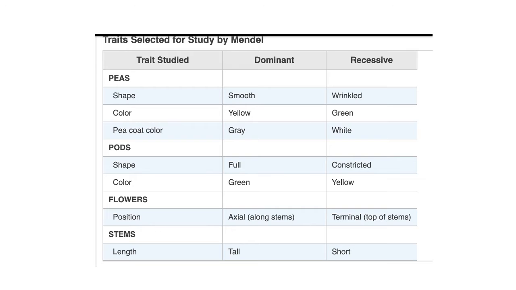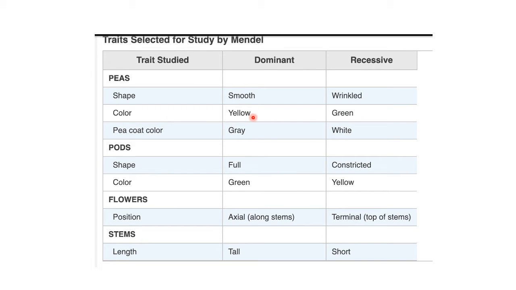All right, so some of the traits that he studied with his pea plants were shape, color, pea coat color, and this was specifically in peas. He also looked at the pods, the shape and color, the flower position, and the stem length. And some of the traits that he noticed, after doing his experiments, were dominant. He noticed that the smooth characteristic of the peas was dominant, and wrinkled is recessive. And again, we'll go over that in a little bit.